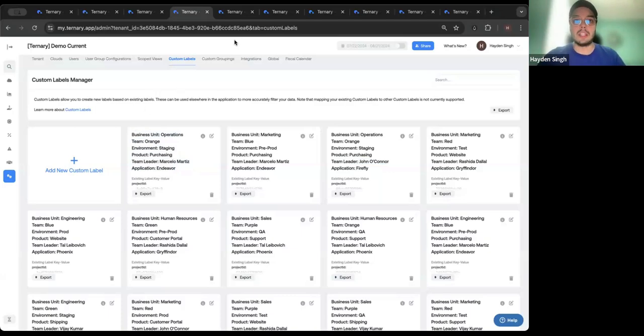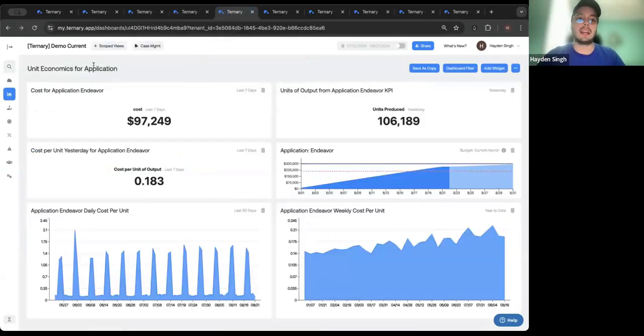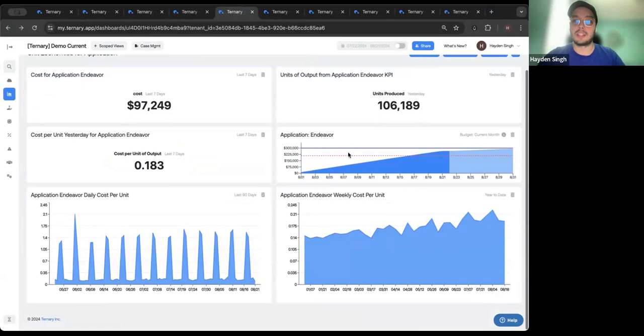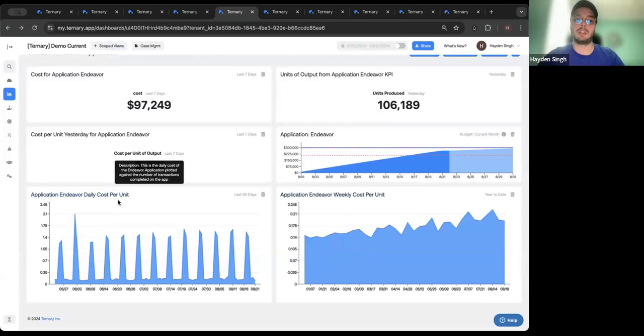Now, this is where we're going to go into step 2, where we're tying your cloud investment back to your business KPIs. And this is going to be looking at our unit economics. Looking at that Endeavor application that we had just built out that custom label for, we can see the cost of that Endeavor application here. And we can see things like the units of output from that Endeavor application for a KPI here. We can track that budget as we saw in our last dashboard, and even understand the weekly cost per unit and the daily cost per unit for that Endeavor application.